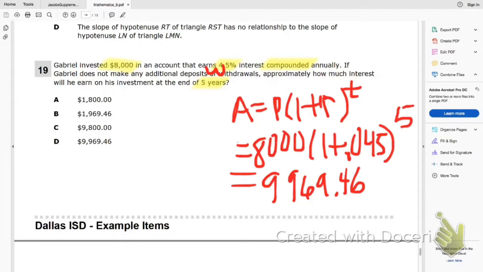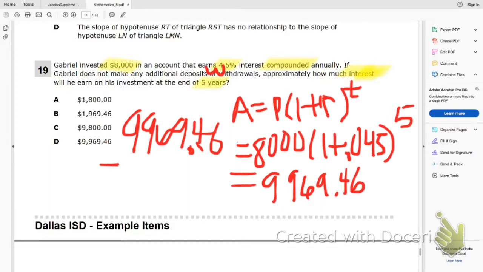It's asking us approximately how much interest. I almost forgot myself. If you remember back when we talked about compound interest, it's basically the total, so it's adding the interest on top of the principal. But we just want the interest, so what we're going to have to do is take our principal and subtract it from the 9,969. They added this extra step to try to trick us. So be wary of this. Make sure you read the whole problem.